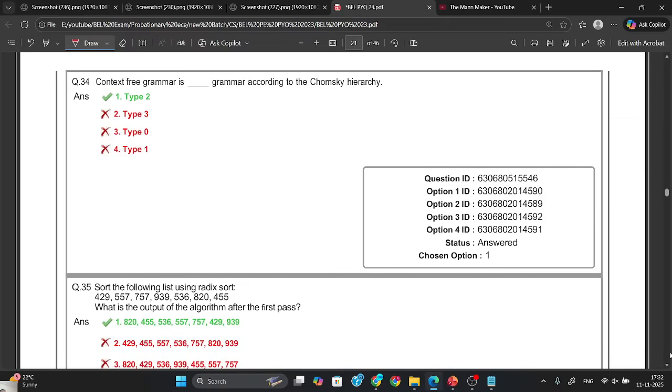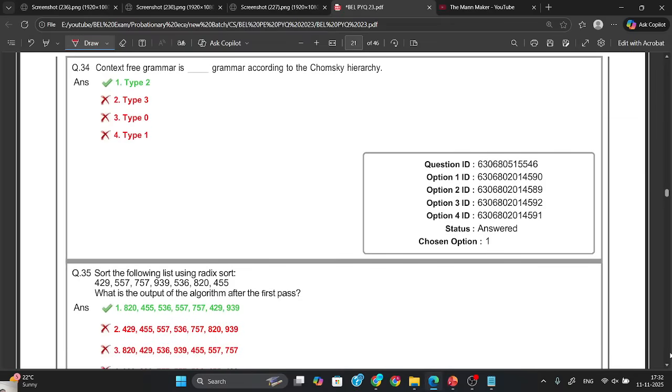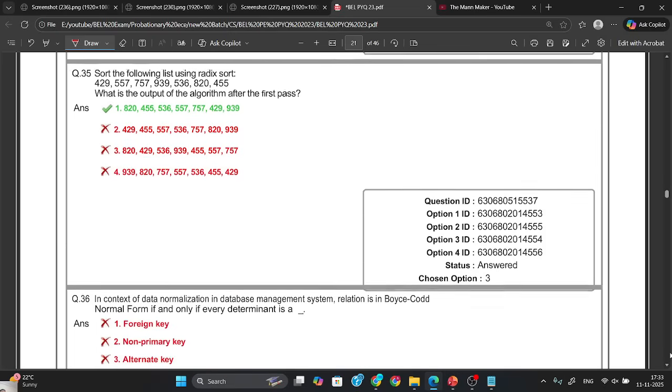Now the next one is context free grammar. Context free grammar is dash grammar according to Chomsky hierarchy. In the previous question we discussed that, according to Chomsky hierarchy, we have four types of grammar: type 0, type 1, type 2, and type 3. Type 2 comes under CFG, that is context free grammar. So option A is your right answer.